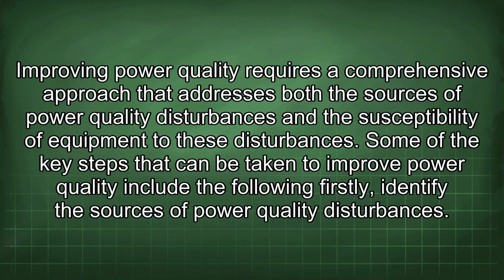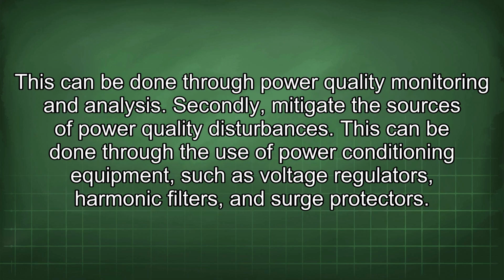Improving power quality requires a comprehensive approach that addresses both the sources of power quality disturbances and the susceptibility of equipment to these disturbances. Some of the key steps that can be taken to improve power quality include the following. Firstly, identify the sources of power quality disturbances. This can be done through power quality monitoring and analysis. Secondly, mitigate the sources of power quality disturbances. This can be done through the use of power conditioning equipment, such as voltage regulators, harmonic filters, and surge protectors.